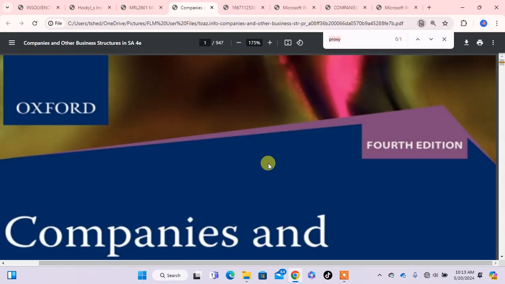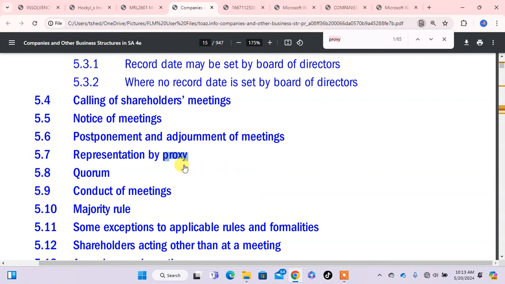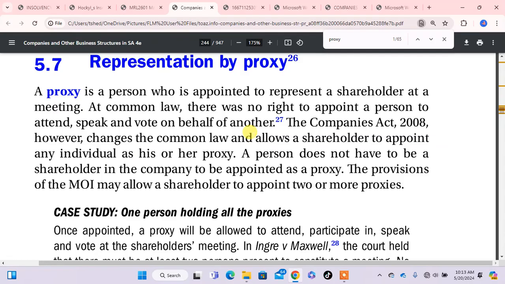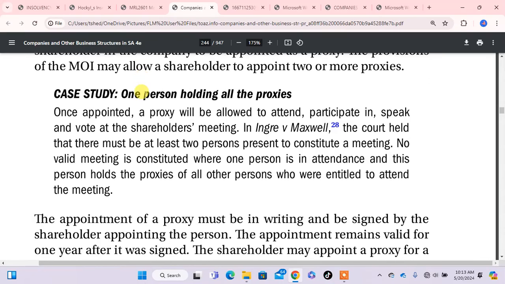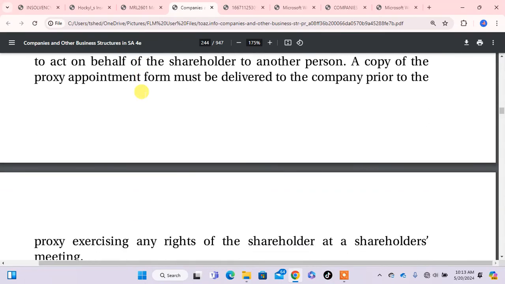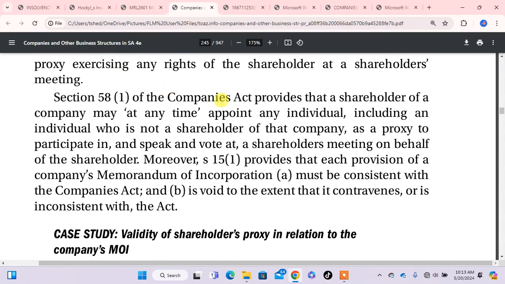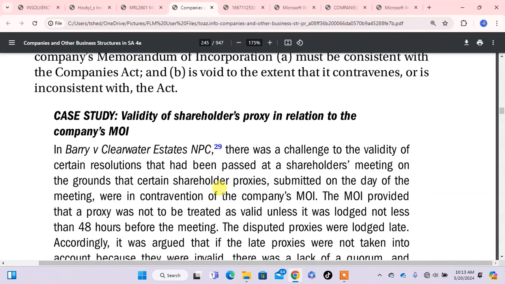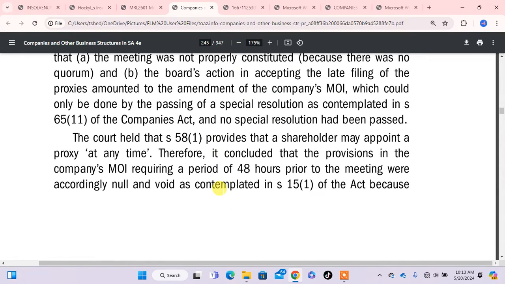So representation by proxy is here in this book. A proxy is a person appointed by the shareholder according to the Companies Act. Then there are some cases about the proxy. Section 58 of the Companies Act provides that a shareholder of the company may at any time appoint any individual, including an individual who is not a shareholder of the company, as a proxy to participate in, speak and vote. Then there are some cases that have been discussed there, which you can use. The court held that Section 58 provides that a shareholder may appoint a proxy at any time.